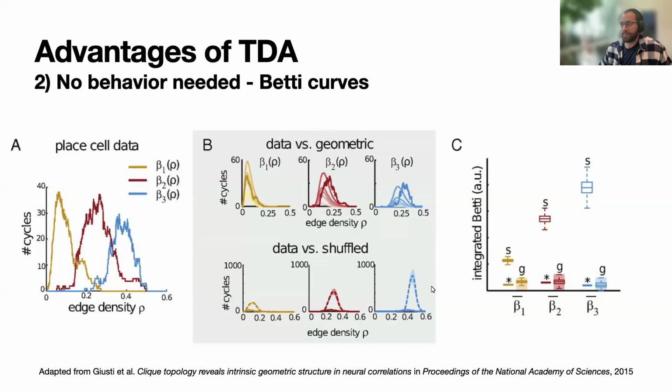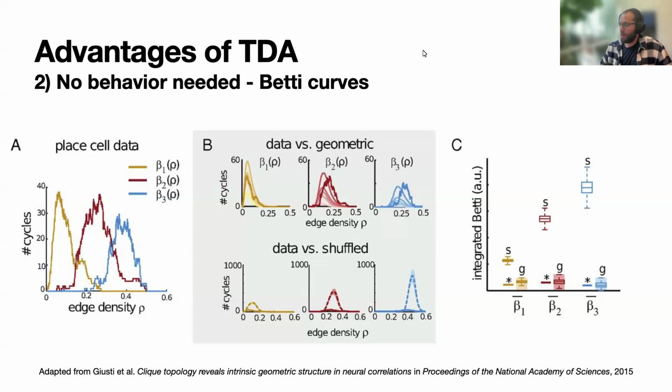And again, these come with nice statistics. One obvious thing we can do is simply compute the area under these curves. And you see the area under the curve here for G, which is for geometric, stays quite low, whereas their shuffled area under curve is rapidly increasing. Okay, so this method detects the difference between geometrically correlated neurons and just random correlations.